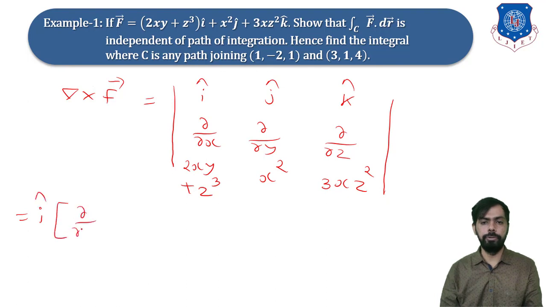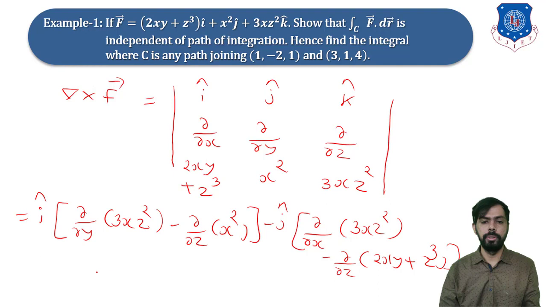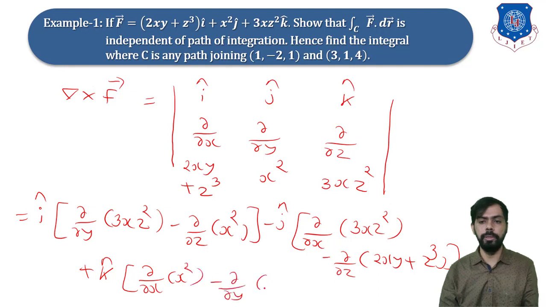Now we will take the determinant of this, so it will be i cap in bracket del by del y of 3xz square minus del by del z of x square, then minus j cap in bracket del by del x of 3xz square minus del by del z of (2xy plus z cube), plus k cap in bracket del by del x of x square minus del by del y of (2xy plus z cube).